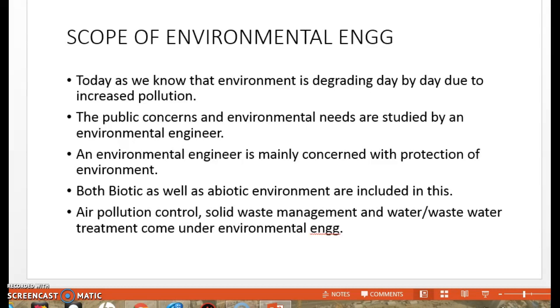All these things are a great threat to the living organisms, particularly the human beings and animals. So the environmental engineer plays a very important role in solving these kind of problems so that we can live a very healthy life.